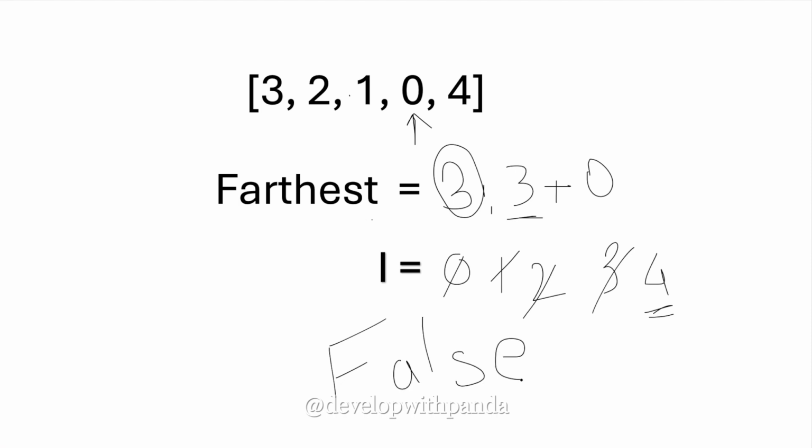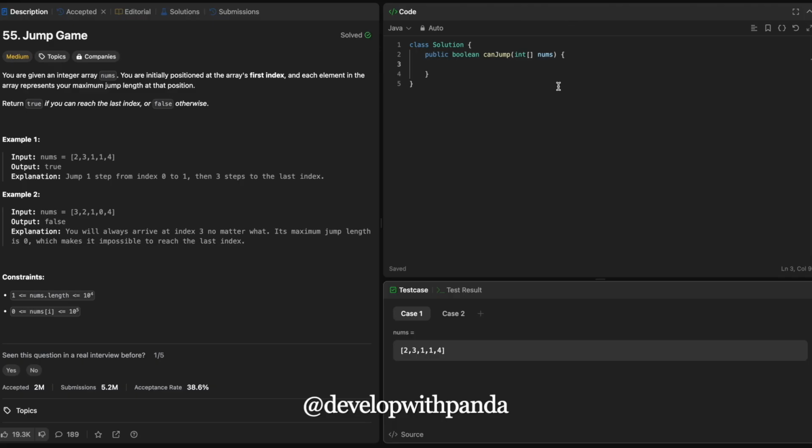Now by keeping these two examples in mind, let's start coding. As we saw in the examples, we will first declare the furthest variable and initialize it to 0. Now we will have a for loop which will iterate through each element of the nums array. The for loop will start from i equal to 0 till nums.length. Now we will update the furthest by comparing the maximum value between the furthest and i plus nums[i]. For that we will use Math.max.